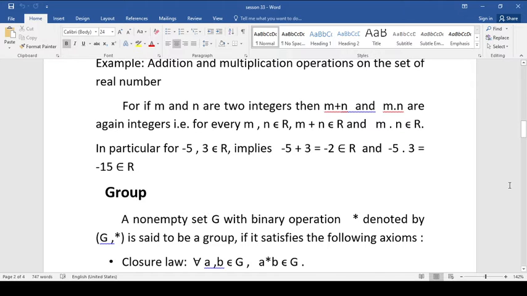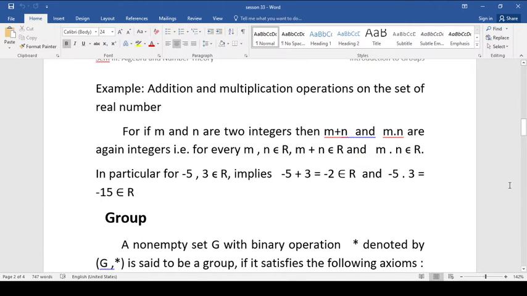Example, addition and multiplication operations on the set of real numbers are both commutative and associative binary operations. For if m and n are any two integers, then m plus n and m into n are again integers. That is, for every m, n belonging to R, m plus n also belongs to R, and m into n also belongs to R.